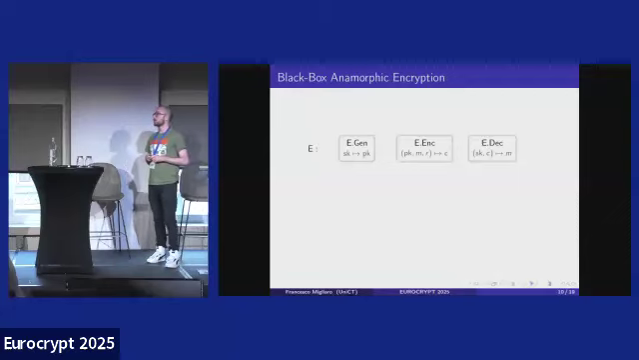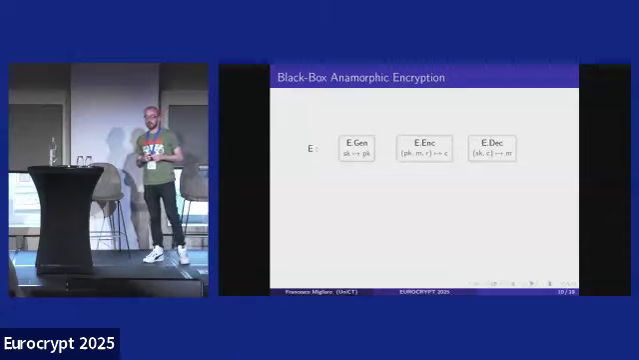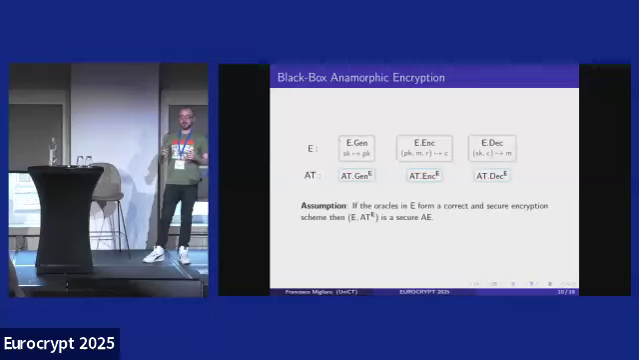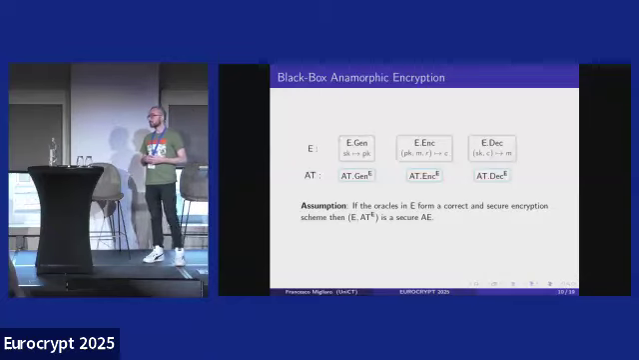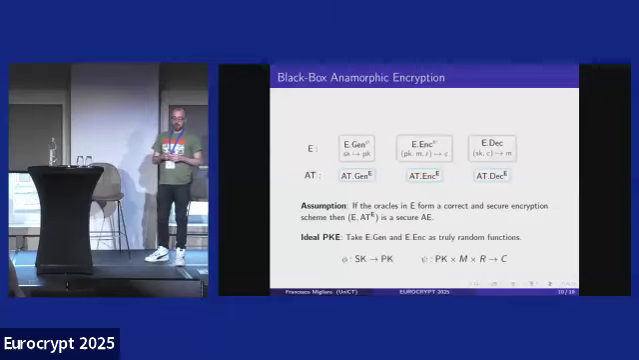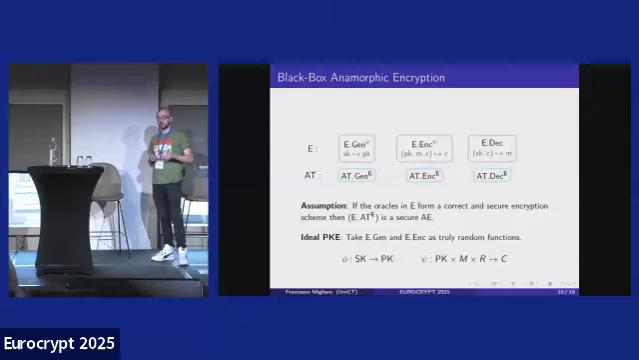But we want to rule out any black box construction of anamorphic encryption, and so we define what a black box anamorphic encryption is, which is just an anamorphic triplet that can access the underlying public key encryption scheme through oracle calls. And we make an assumption that if the oracles are a correct and secure public key encryption scheme, then the anamorphic triplet along with the public key encryption scheme is a secure anamorphic encryption. And in particular, we take this public key encryption to be an ideal public key encryption. So we just take the generation algorithm and the encryption algorithm as random functions.